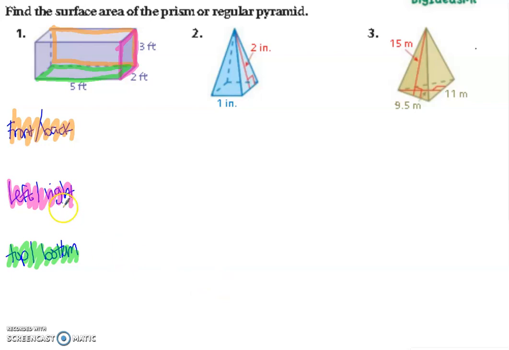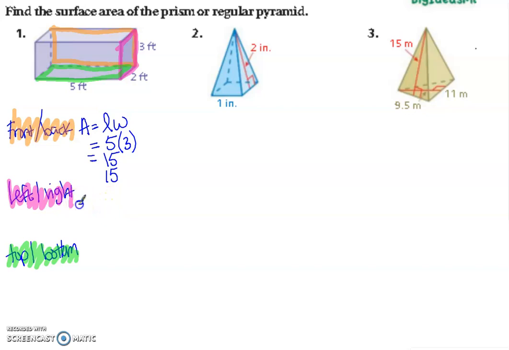Here we go. I'm going to start with the orange one. The orange, it's a rectangle. All of these are rectangles. The area of it is length times width. The length is 5 and the width is 3. So its area is 15. And so is the front. So we need 2 of them.